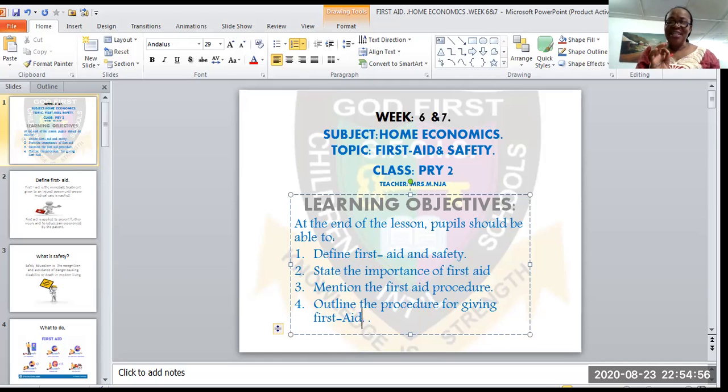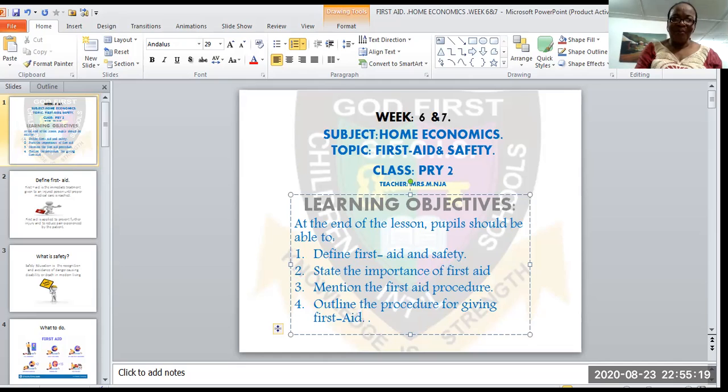Two, state the importance of first aid. Then you must be able to mention the first aid procedures, the methods, the ways to follow. Then outline the procedure for giving first aid. Are we clear? Very well.